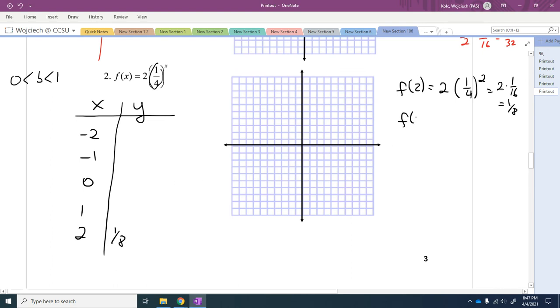Next, f of 1, which will be 2 times 1/4 to the first. Any number to the first power is the same number. So 2 times 1/4, which is 2/4, which is 1/2. f of 0. This will become 2 times 1/4 to the 0. Any number to the 0 power is 1. 2 times 1 is 2.